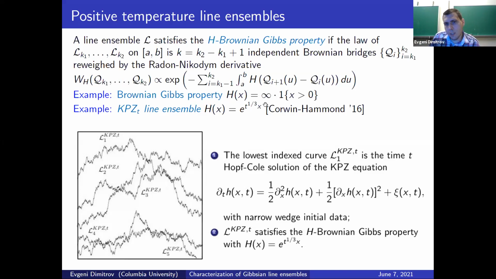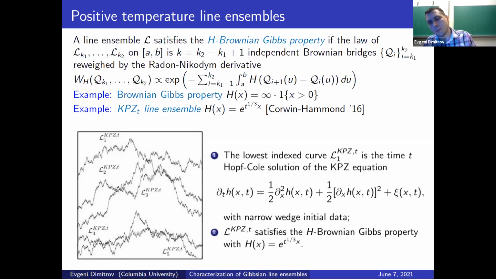Now, a remarkable result that is due to Corwin and Hammond is that they were able to construct a line ensemble that satisfies this H Brownian Gibbs property with this interaction Hamiltonian. And it is what is called the KPZ line ensemble. It is also one of the universal scaling limits. It's the weak noise scaling limit in the KPZ universality class. And it looks like this. So here I drew you a picture for it.